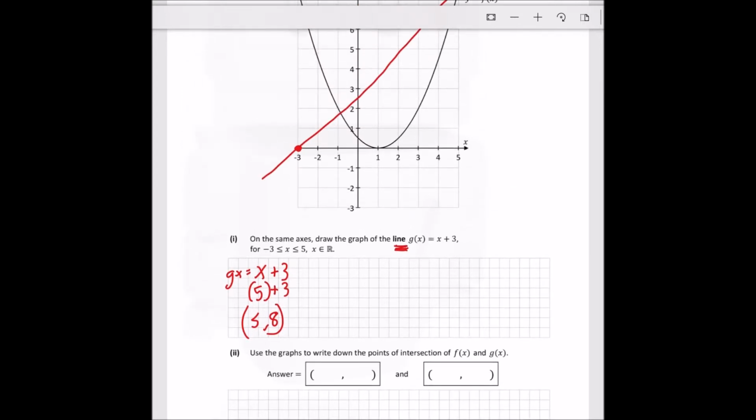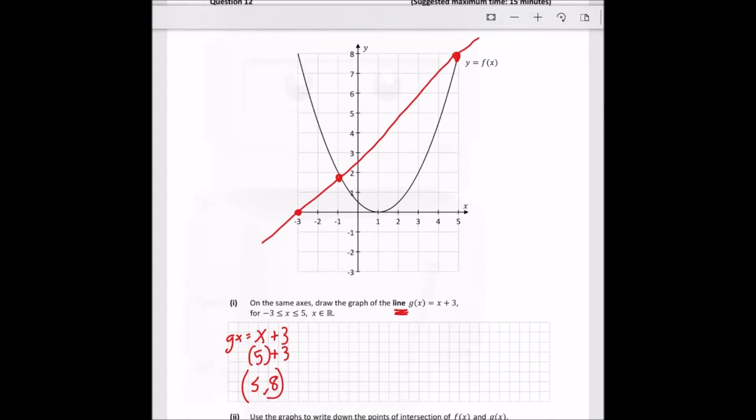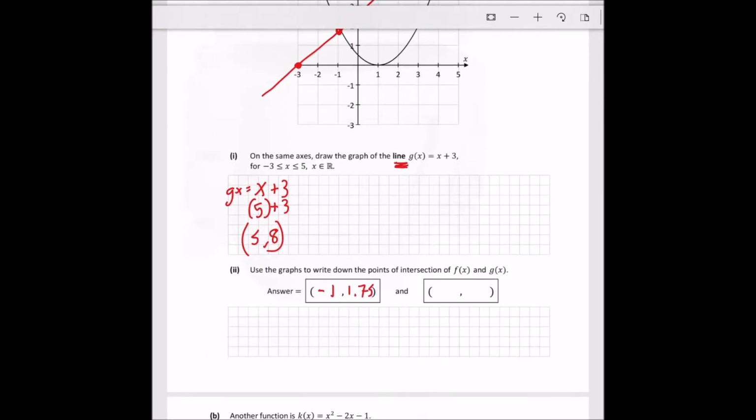Use the graph to write down the points of intersection. Points of intersection here, which is minus 1, I suppose 1.7. I would say if I drew it perfectly with a ruler, I would probably get 2 maybe. And up here then, the point that they intersect is 5, 8.